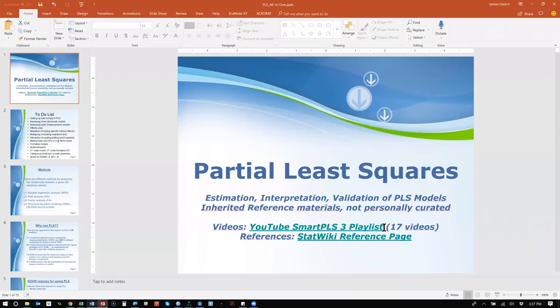Is the book updated for version 3, or is it still the old one? Version 3 is out and available. The book, yeah, it's updated for version 3. It's called A Primer on Partial Least Squares Modeling, the SmartPLS primer. The 2016 book, I think.